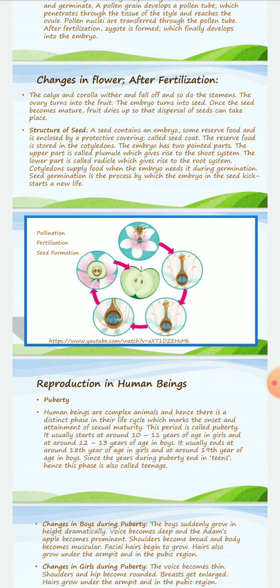The upper part is called the plumule, which gives rise to the shoot system, and the lower part is called the radicle, which gives rise to the root system. So the upper part gives rise to the shoot system, that is herbs and shrubs, and the lower part gives rise to the root system. Okay.